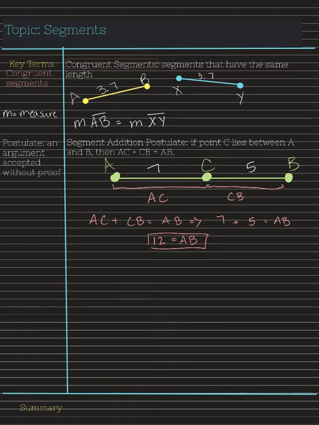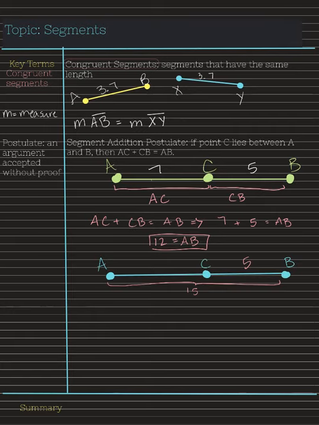We can also use the converse of this postulate to find a missing piece. So let's look at that now. Okay, here I have a segment AB. And I see that the total segment is 15, and my portion between C and B is 5. So again, I can write out that AC plus CB is going to give me the total segment AB.